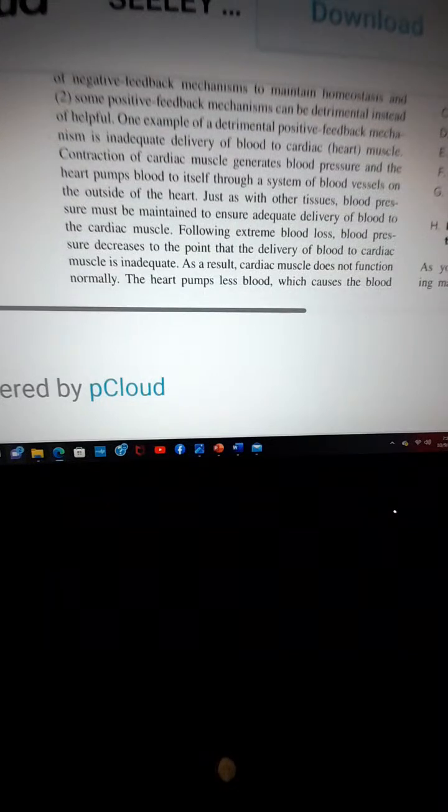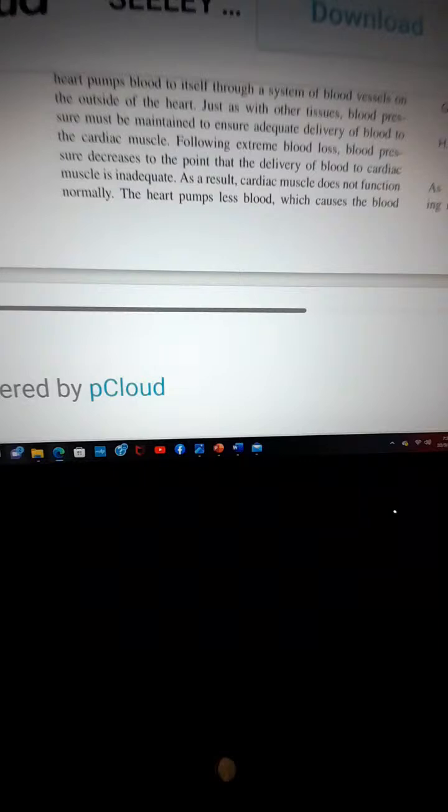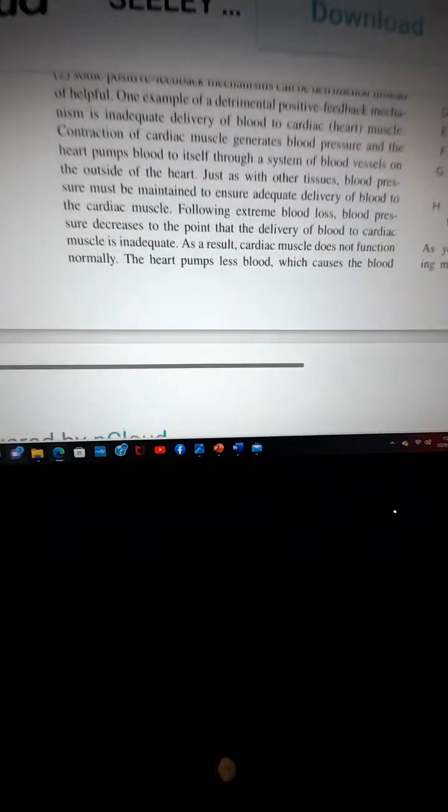some positive feedback mechanisms can be detrimental instead of helpful. One example of a detrimental positive feedback mechanism is an inadequate delivery of blood to cardiac heart muscle. Contraction of the muscle generates blood pressure, and the heart pumps blood to itself through a system of blood vessels on the outside of the heart.